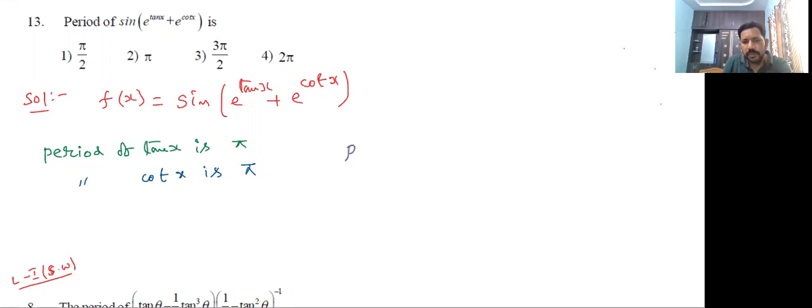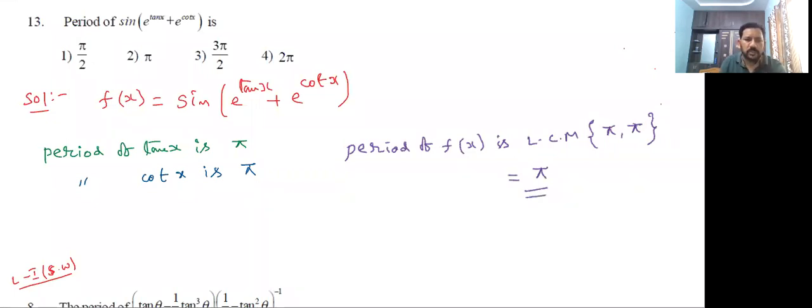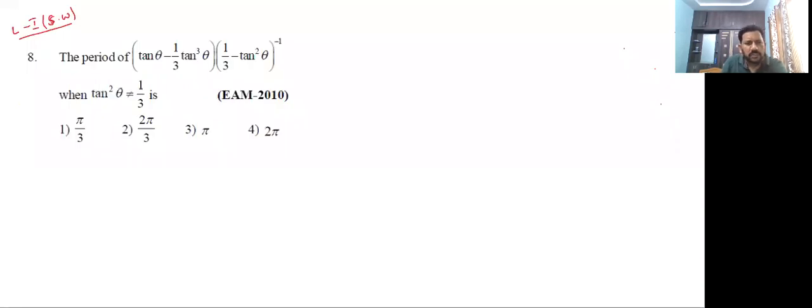Finally, period of f of x is LCM of pi comma pi. Students, what is LCM of pi comma pi? That is pi only. So which option is correct? Second option.